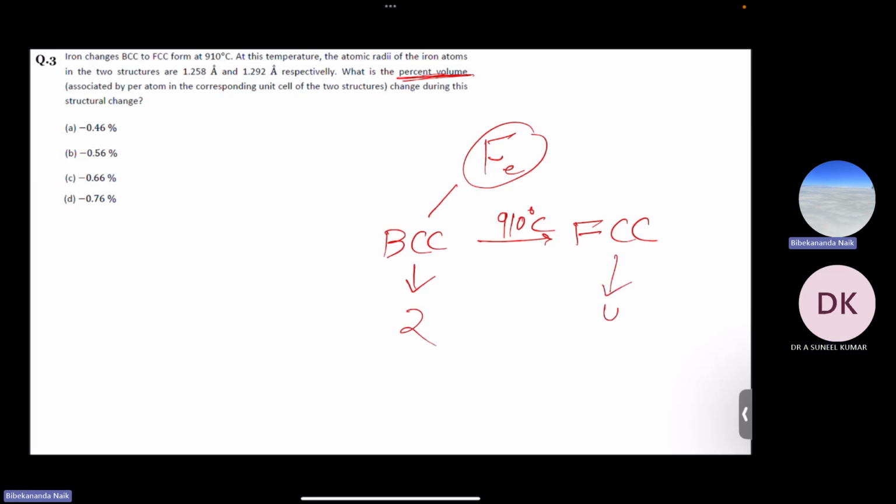Since the number of atoms per unit cell is changing, and also the atomic radius is changing, there will be a change in the volume. Since the volume per unit cell changes, the volume per atom will change because the number of atoms is also different for FCC and BCC. So in this question, we need to calculate that change in volume. I will give you a few minutes to try this question and then I will discuss.